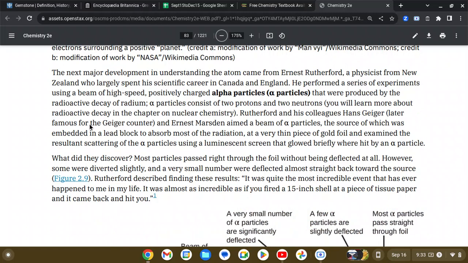Rutherford described finding these results. It was quite the most incredible event that has ever happened to me in my life. It was almost as incredible as if you fired a 15-inch shell at a piece of tissue paper and it came back and hit you. Yeah, that is true.